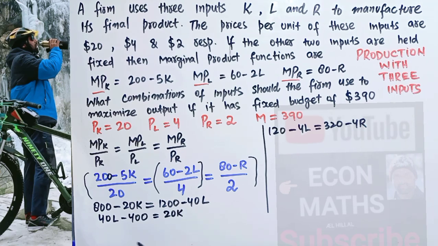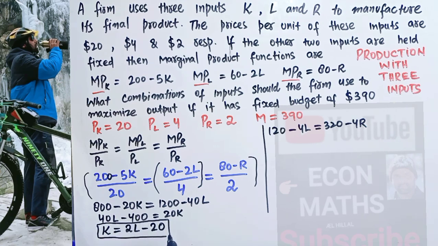Okay, and solving for K, we can factor out 20 from both sides, so this will result in K is equal to 40 into L. If we take 21s or 22s, we will get here 2L minus 20 into 20 is 400, so we will get this relation. So K is equal to this.